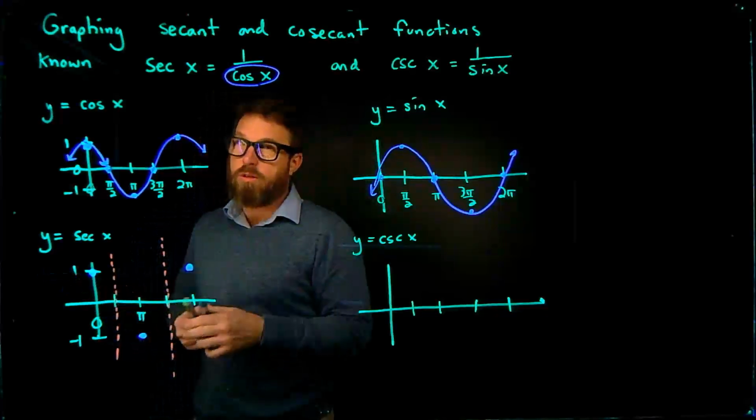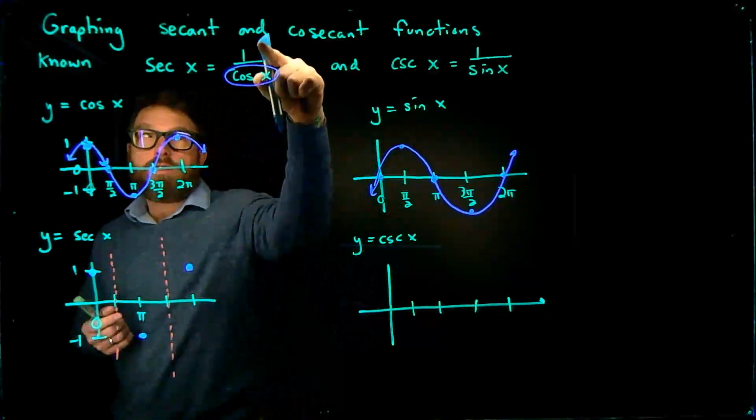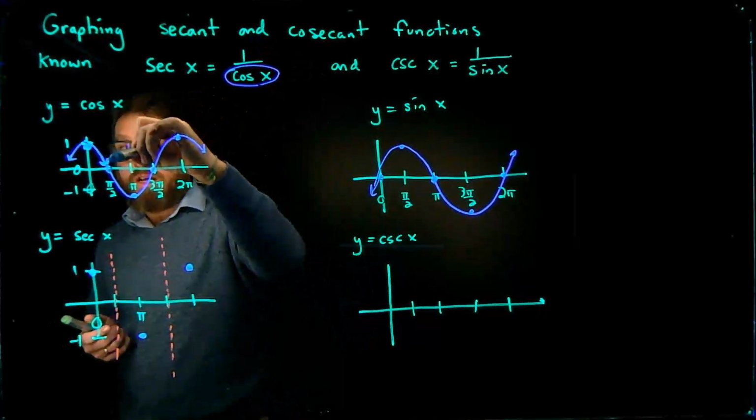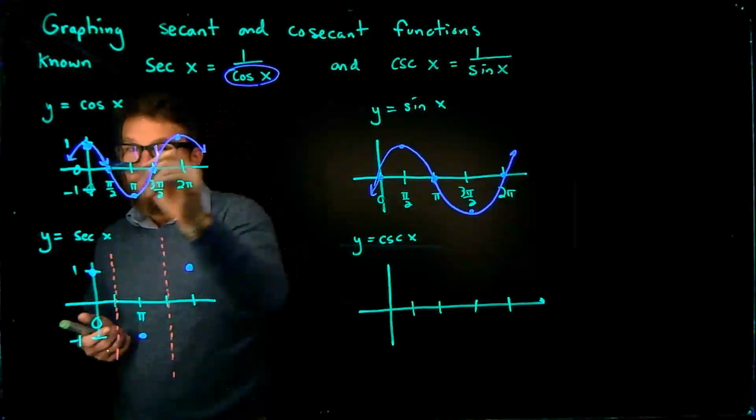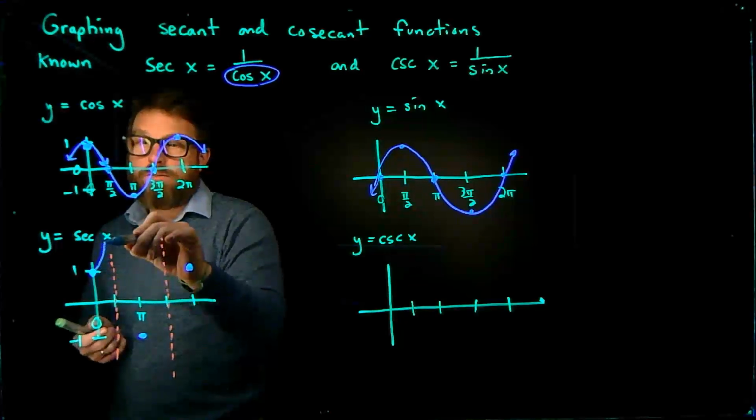The outputs are getting close to 0, so this thing is going to grow without bound. I can see that the numerator is positive, and up here we're talking about a positive number as well because I'm above the horizontal axis. So this is going to shoot off into positive infinity.